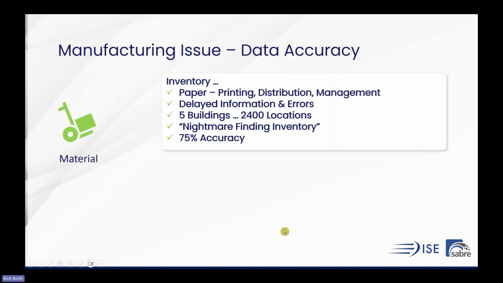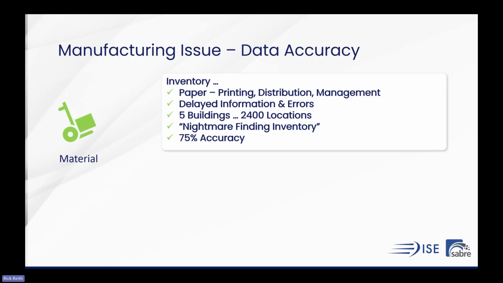The same company had the same issues with paper on the inventory side of their business, where they had delayed information as well. They have 5 buildings with 2,400 locations. Really finding information was a big nightmare for them. And their accuracy was about 75%.